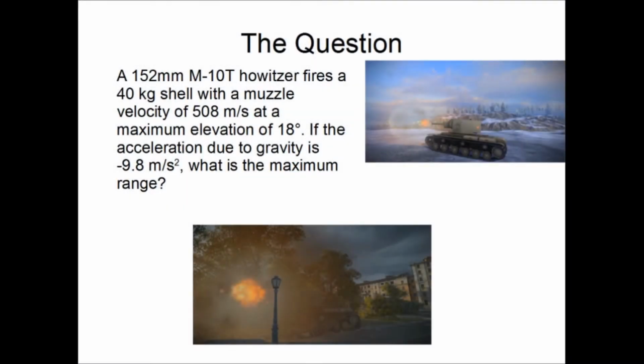Impressive as that was, what does it have to do with math? Well, stay with me for a second and I'll show you. A 152mm M10T howitzer, which you just saw being used in an anti-vehicle role, fires a 40 kg shell with a muzzle velocity of 508 meters per second at a maximum elevation of 18 degrees. If the acceleration due to gravity is negative 9.8 meters per second squared, what is the maximum range?